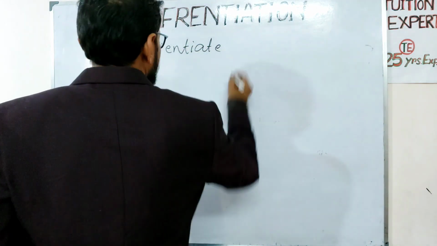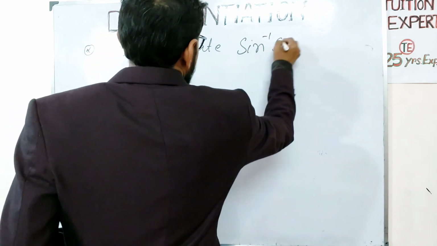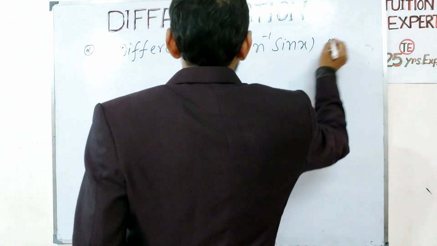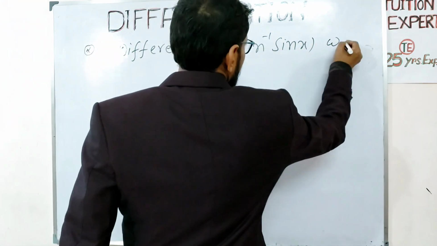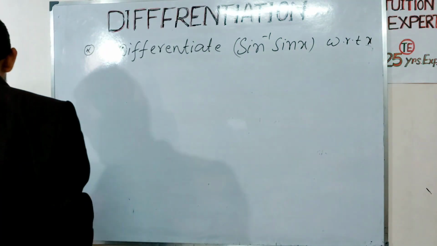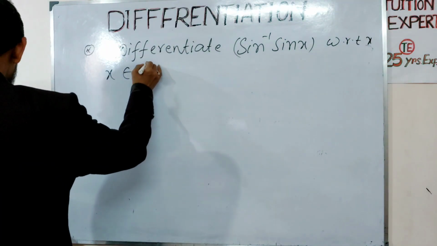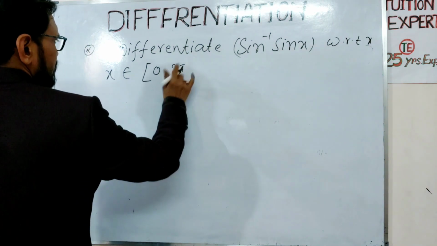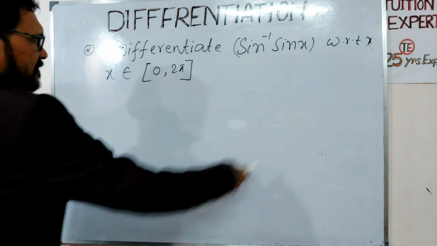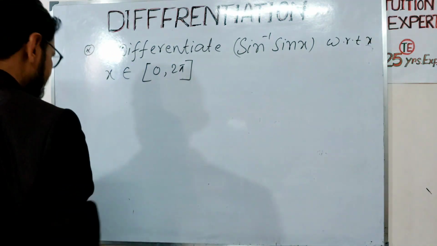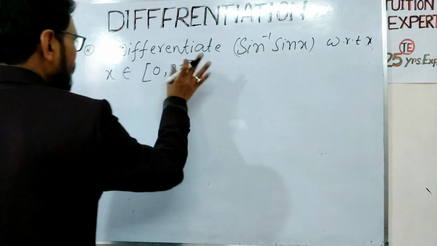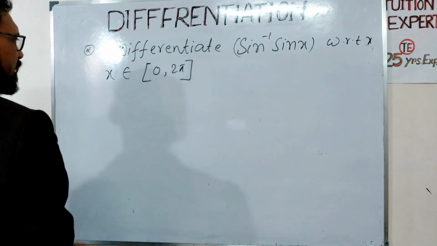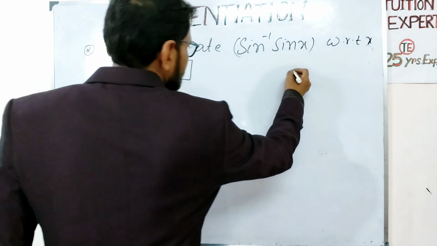Differentiate sin inverse sin x with respect to x. The condition is x belongs to 0 to 2 pi. We know sin inverse sin x equals x when x lies between minus pi by 2 and pi by 2. So here all the angles are positive. Now let y equal sin inverse sin x.